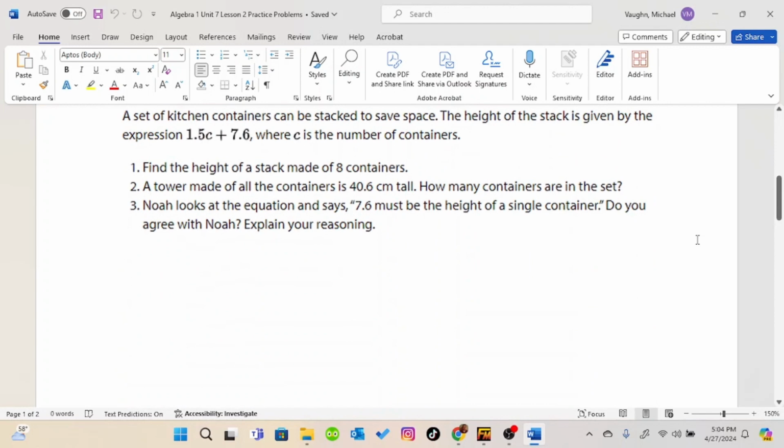A set of kitchen containers can be stacked to save space. The height of the stack is given by the expression 1.5c plus 7.6, where c is the number of containers. Number 1. Find the height of a stack made of 8 containers.